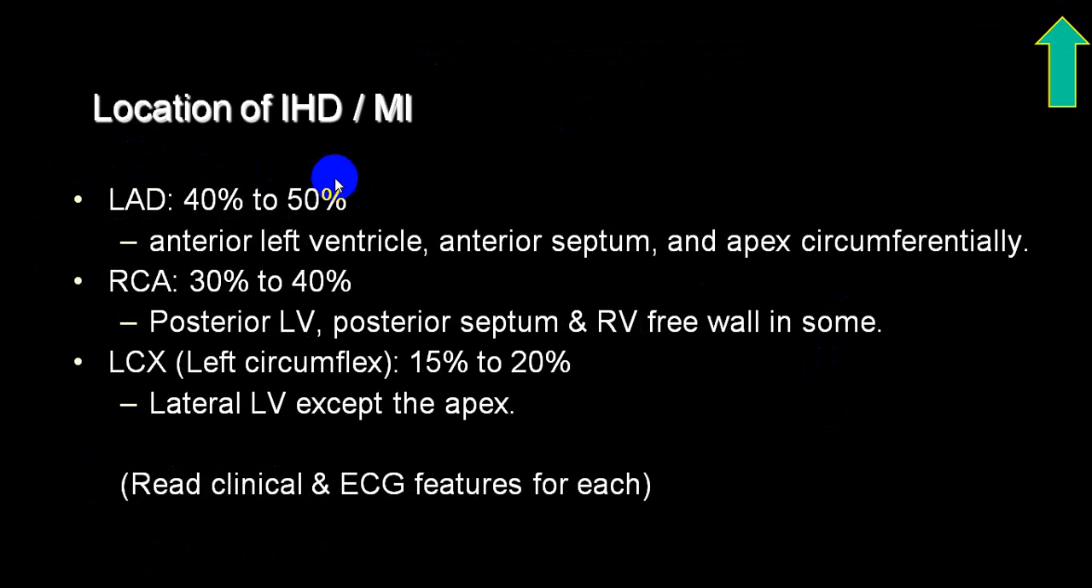The most common artery involved is the left anterior descending, or left main artery. Right coronary artery involvement is in 30 to 40% of people, and left circumflex in 15 to 20%, while in 40 to 50% the LAD is the most common artery involved.